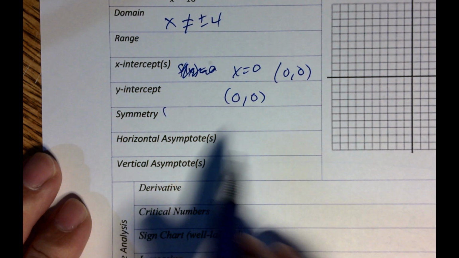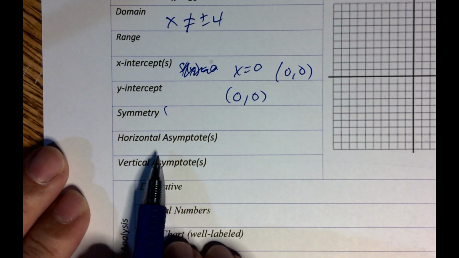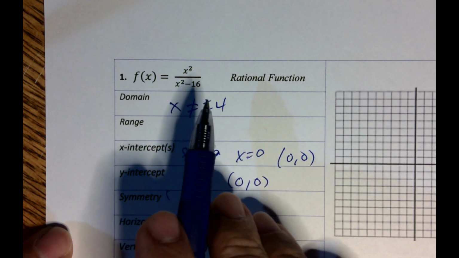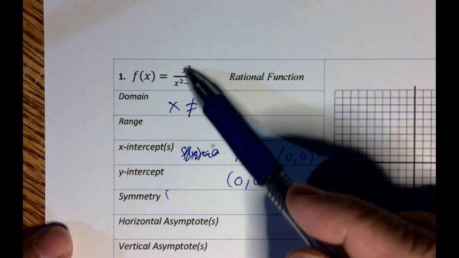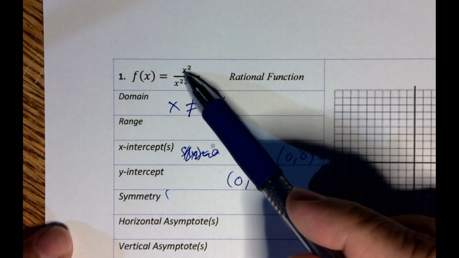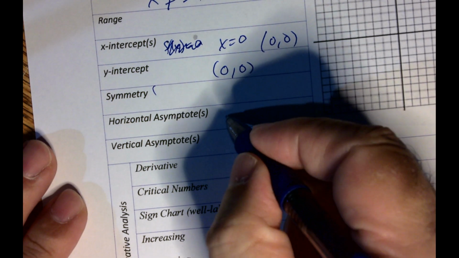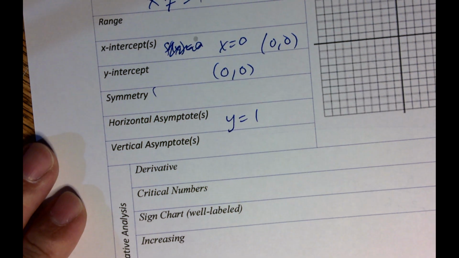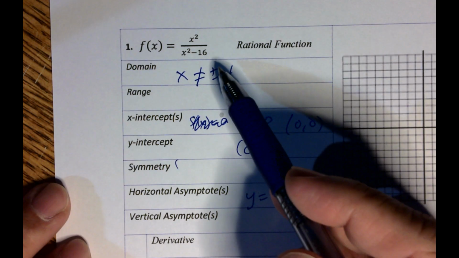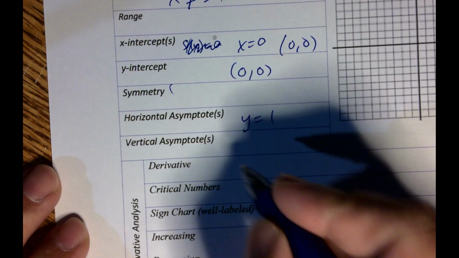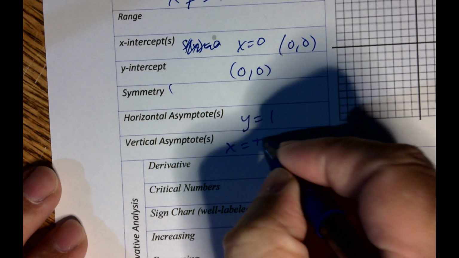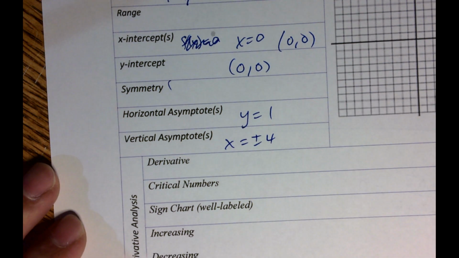Horizontal asymptotes. So you should be able to look at the function to see what the horizontal asymptote is. You look at the degrees, they are the same, so it's just the coefficient of those highest degrees. So it's 1 over 1. So we have a horizontal asymptote at y equals 1. Vertical asymptote is when the denominator is equal to 0 and it doesn't cancel with the numerator. So that'll be x equals plus or minus 4. That's the vertical asymptotes.